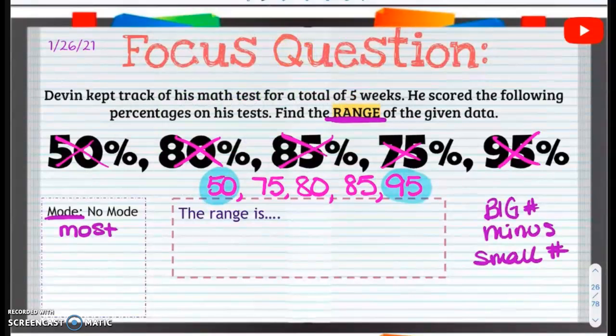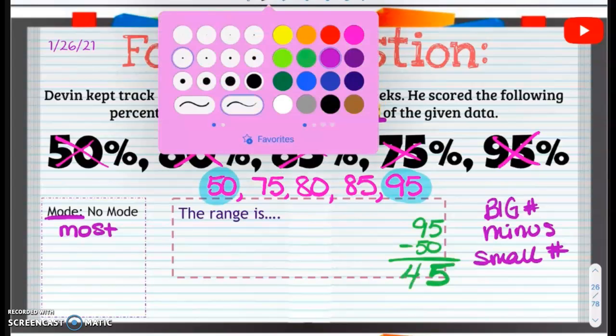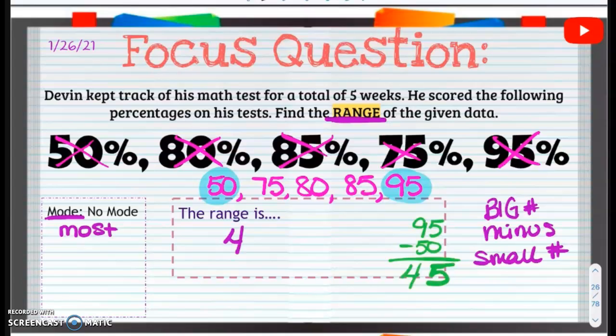So 95 minus 50. 5 minus 0 is 5. 9 minus 5 is 4. So our answer is going to be 45. And you can put percent because the range is about 45%.